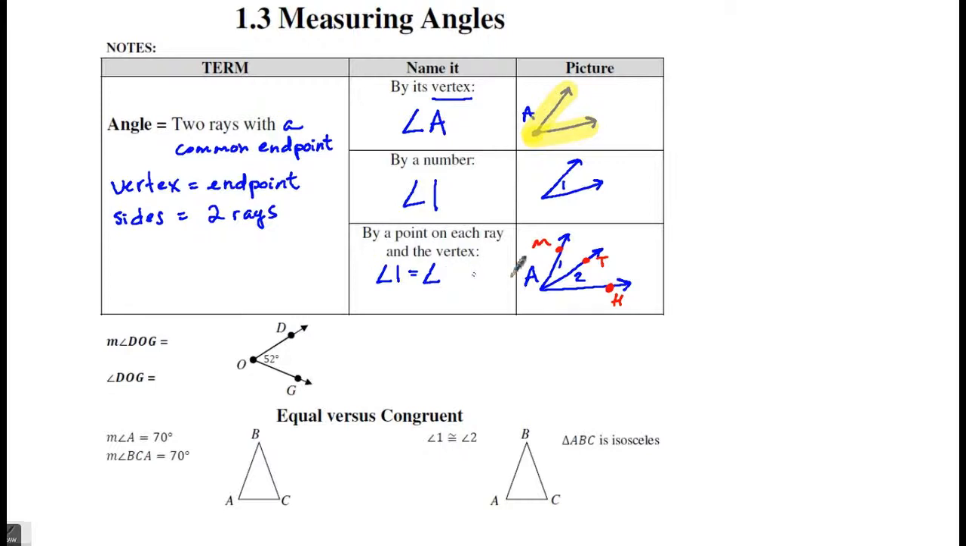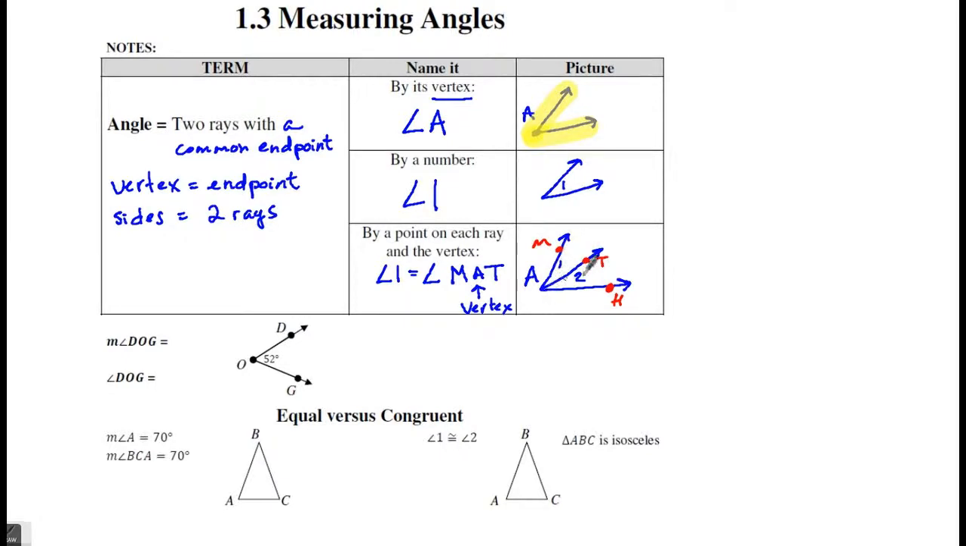What's important here is that when you name an angle and use points, the vertex, the one in the corner, the A, has to be in the middle. So this is the vertex, and this has to be in the middle. If I'm talking about angle 1, MAT, the A is how I know what I'm talking about. MAT, I'm talking about this angle, MAT. So A, the vertex, always has to be in the middle.